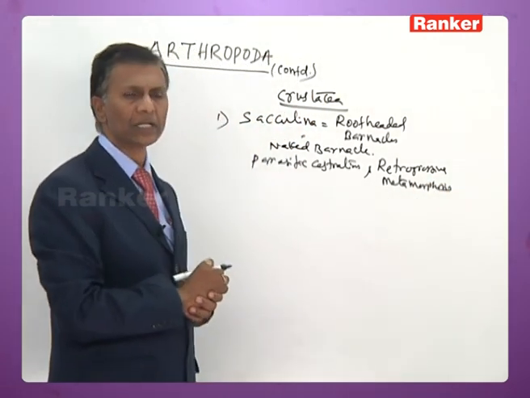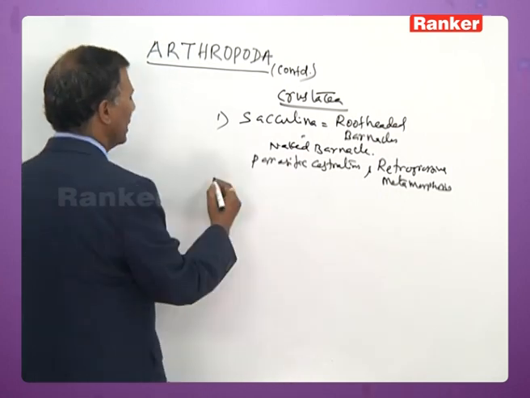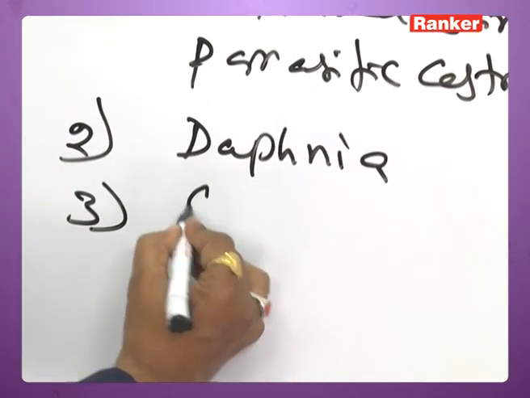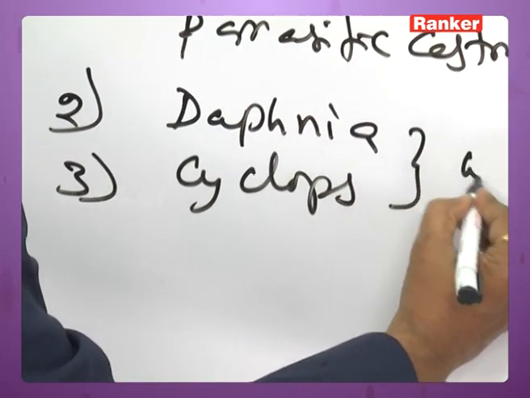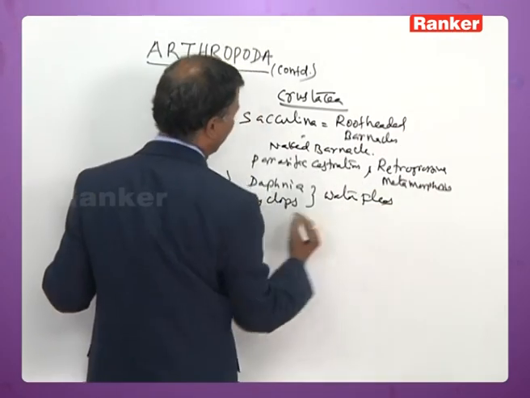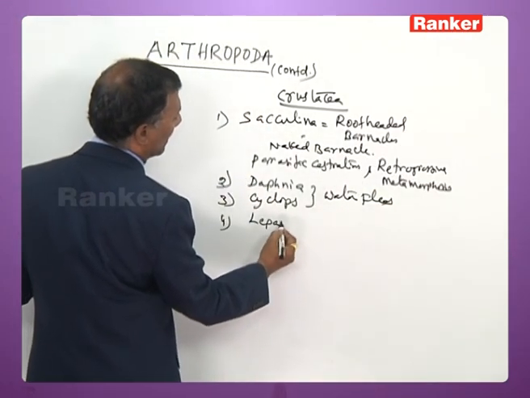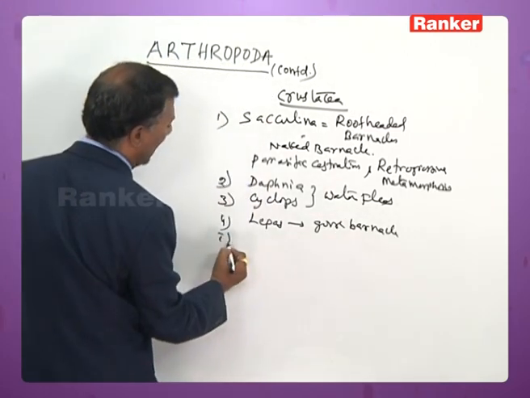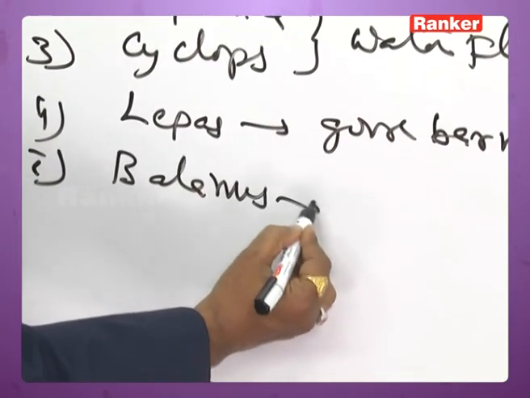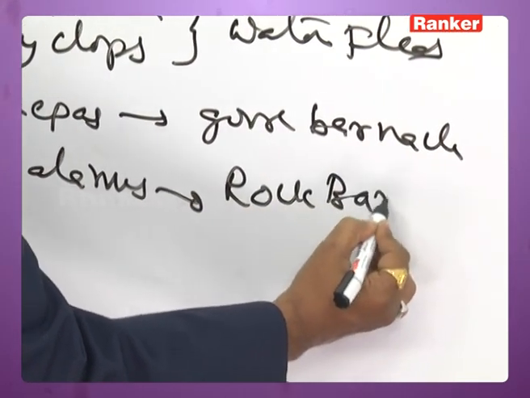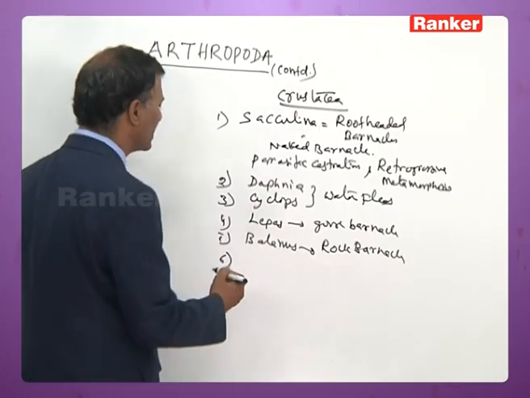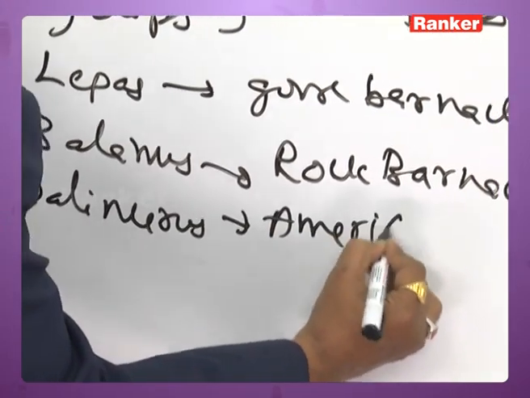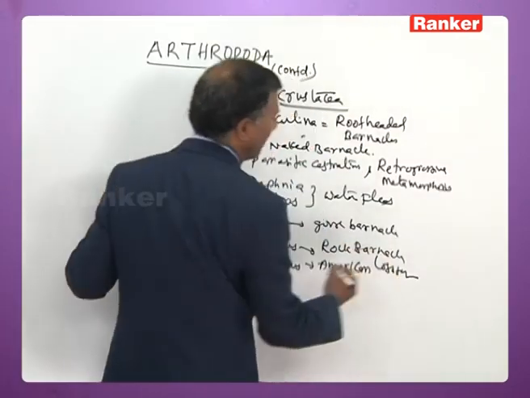Best example for parasitic castration and retrogressive metamorphosis. Then other examples are Daphnia, Cyclops. Both of them are commonly called water fleas. Lipas, commonly called goose barnacle. Balanus, commonly called rock barnacle. And another example is Palinurus, commonly called American lobster.